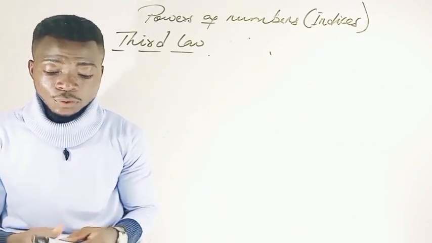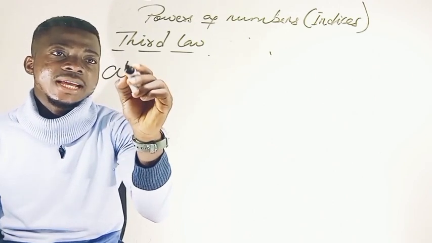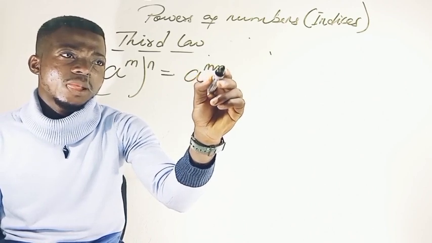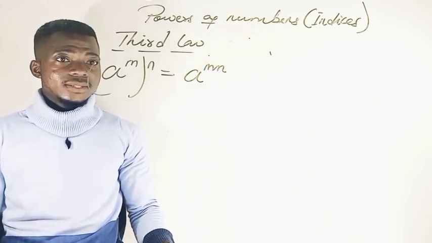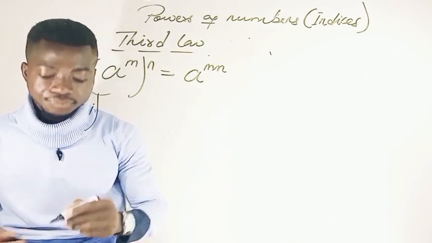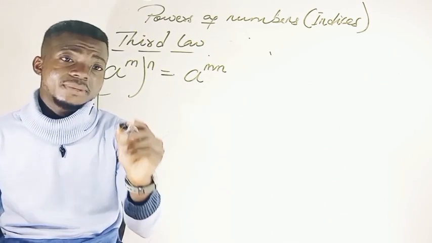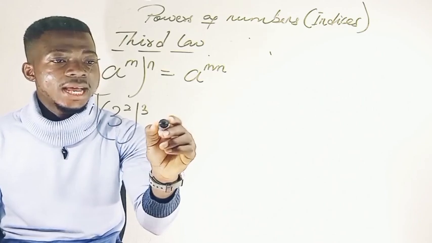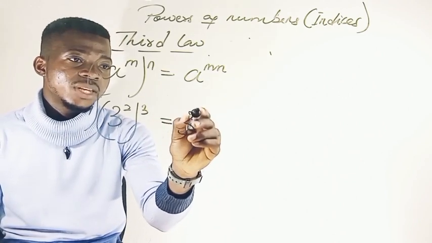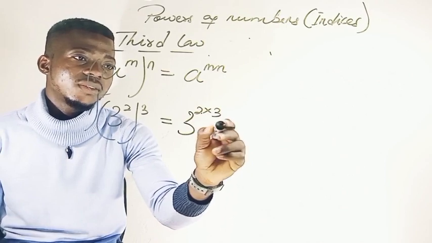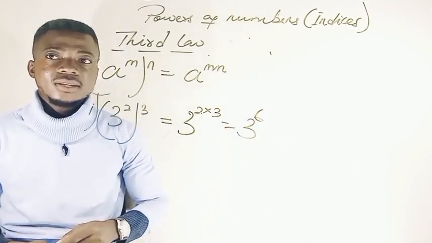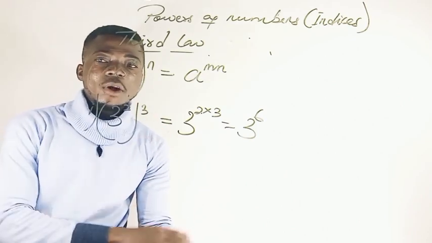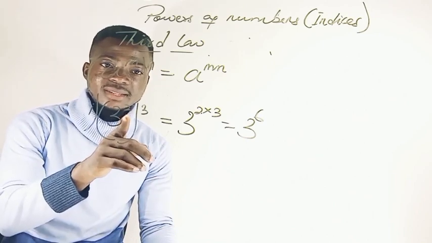So we're still with the third law. The third law says that a exponent m, all exponent n, will give you a exponent mn, right? Great. So example 1. We have 3 exponents. Let's do this: 3 exponent 2, all exponent 3. And that is, according to the law, 3 exponent 2 times 3. That is 3 exponent 6. Hope you agree. So when you see it like this, what you have to do is to multiply the exponents, the one on top inside and the one outside.